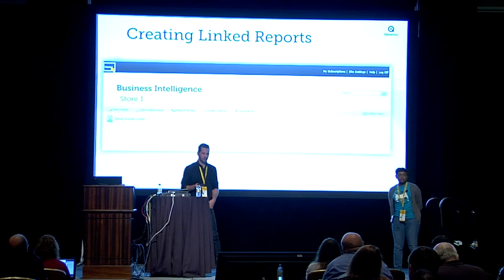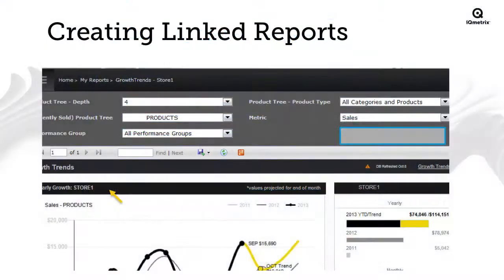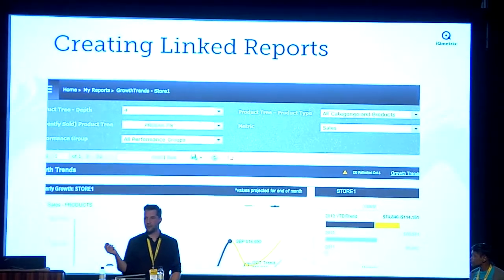And let's see what that looks like when we run it. So we're looking at growth trends again, and two things to note. One, you can't choose the location. We just locked that in. And two, we're running for Store 1. So that's how you create a linked report.